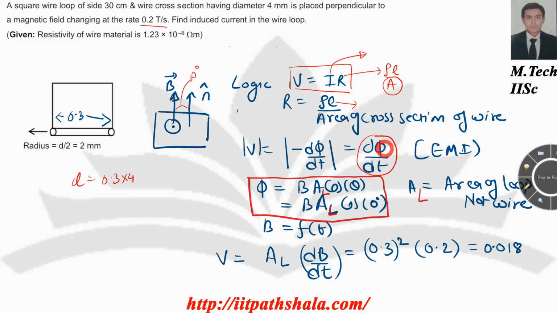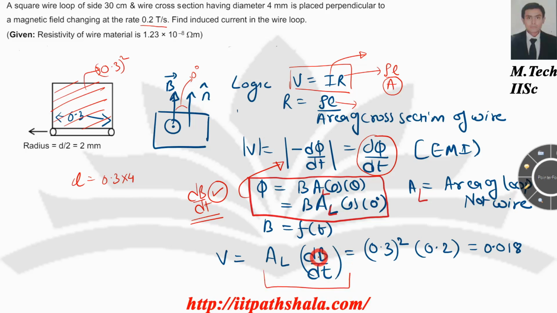Now phi is the flux, and flux is nothing but B A cos theta, the angle in between the magnetic field and the area vector. Okay, so B is not given to me, but dB by dt is given to me. I have to take care of this term. A will be the area of the loop, which is nothing but 0.3 whole square, because it is a square loop. Theta is 0 because both of them are parallel to each other. Now just put it into the following expression over here.